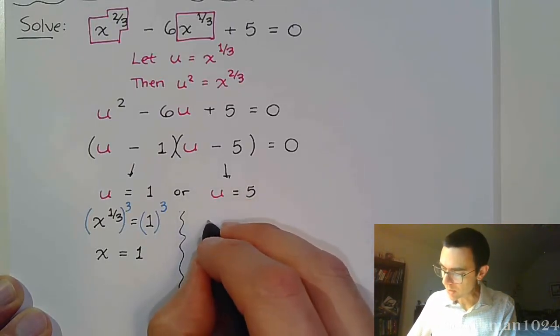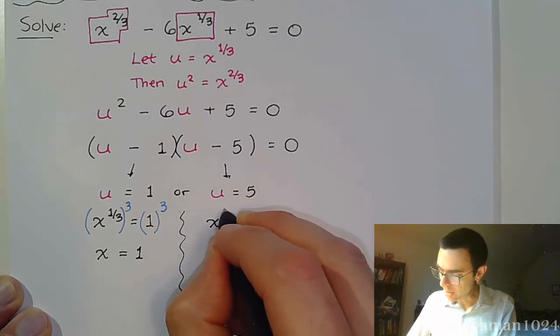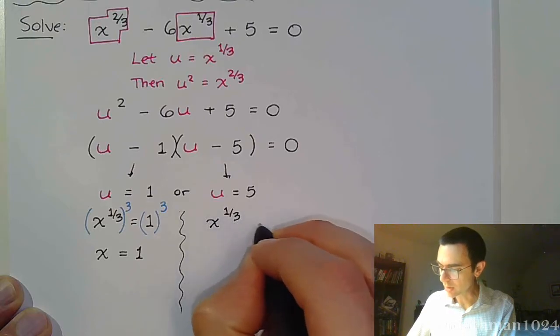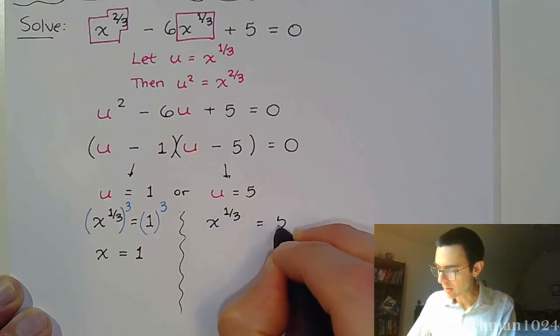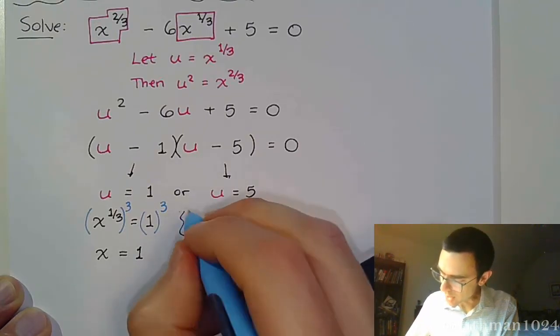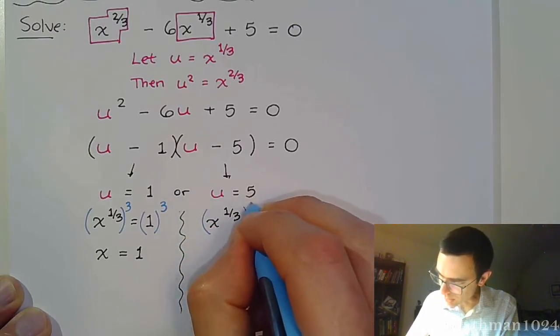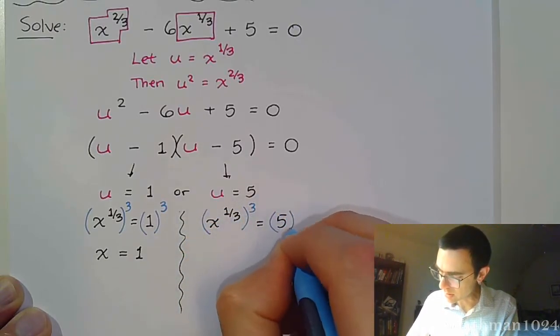The same thing is going to happen over here. u is x to the 1/3. And so I'm going to raise both sides here to the reciprocal power, which is 3.